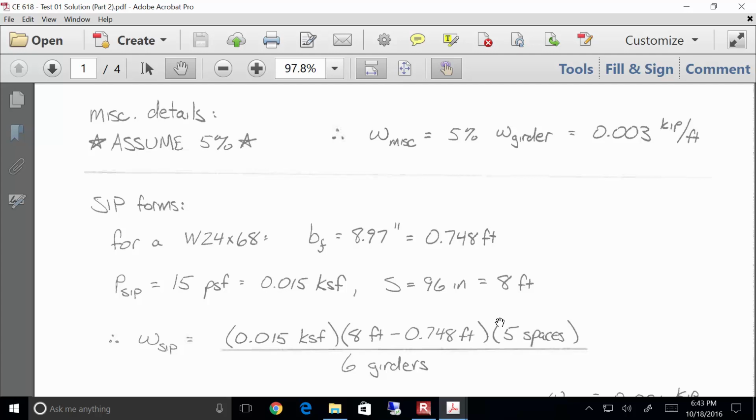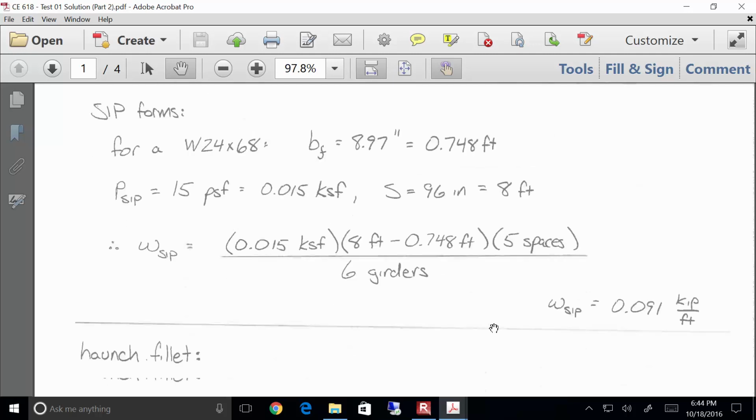So remember, if you've got a beam or two beams that are spaced at 8 feet, you come in half a flange width, come in half a flange width. So that width between girders is 8 foot minus a flange width. Now there's a total of 6 girders, so we have to multiply this times 5 spaces and divide by 6 girders. Plug and chug, and you get about 0.091 kips per foot.